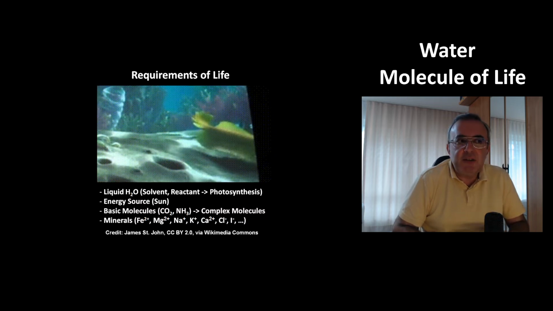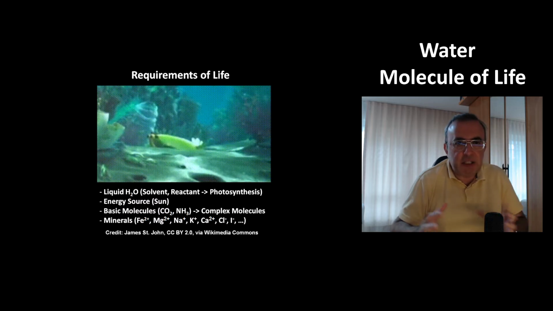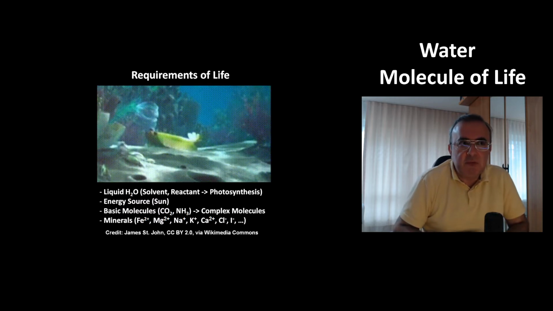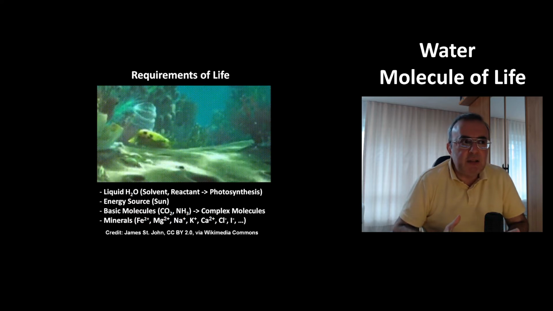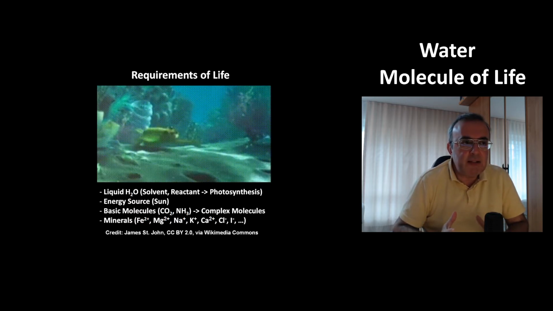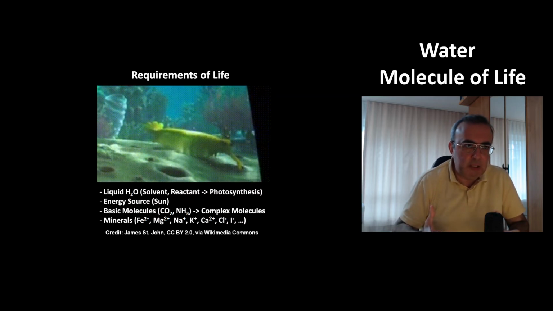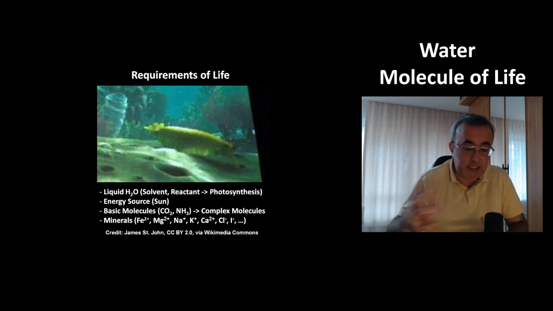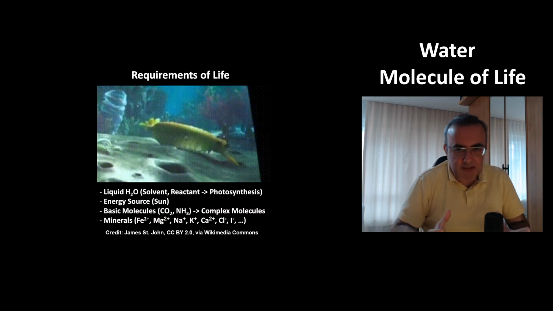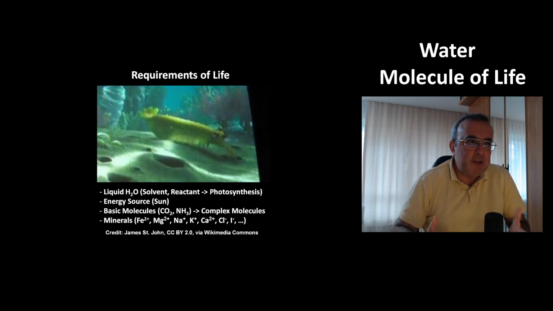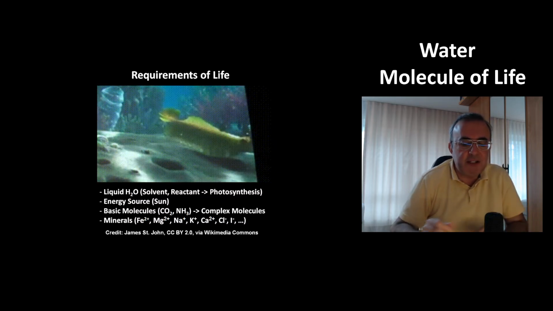And you need an energy source, that's typically the sun. There are other chemical energy sources, but the sun is the dominant energy source. And you need basic molecules like CO2, carbon dioxide, and ammonia, to form complex molecules, for example, amino acids, then proteins, DNA. And you need minerals. That's ions: iron, magnesium, sodium, potassium, calcium, chloride, iodide.